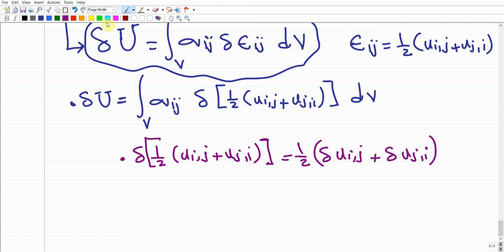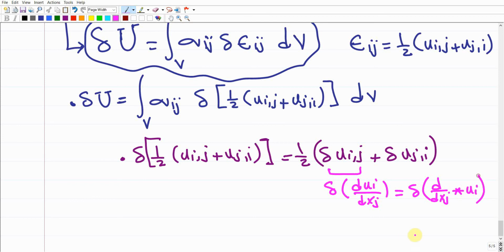This term can be split into this form. We're going to have d by dxj, because this derivative will be carried on, and then we're going to have the first variation of ui. Remember that the original term should be written like delta of dui by dxj, right? Should be written in this form. As you can see, we don't have delta for the derivative. We can split it into delta times d by dxj multiplied times ui. We can write in this form.